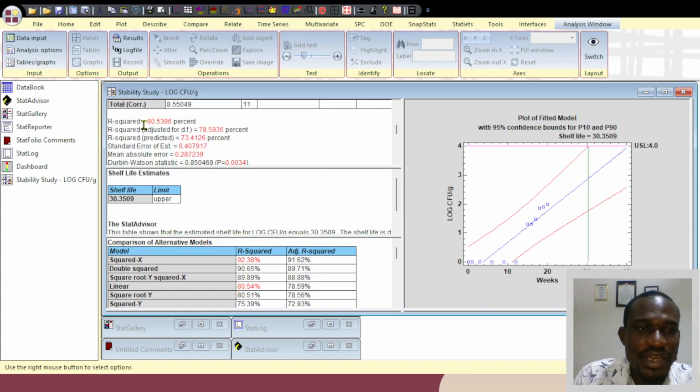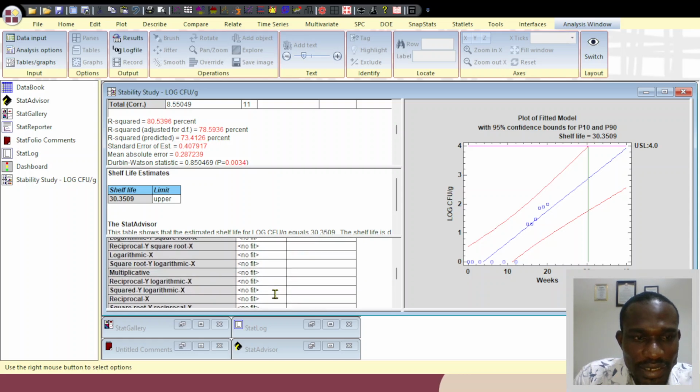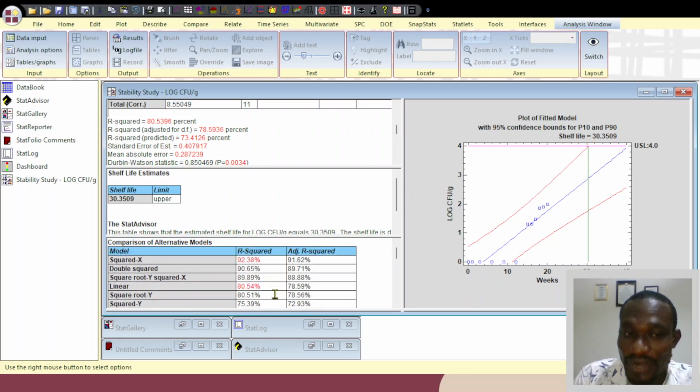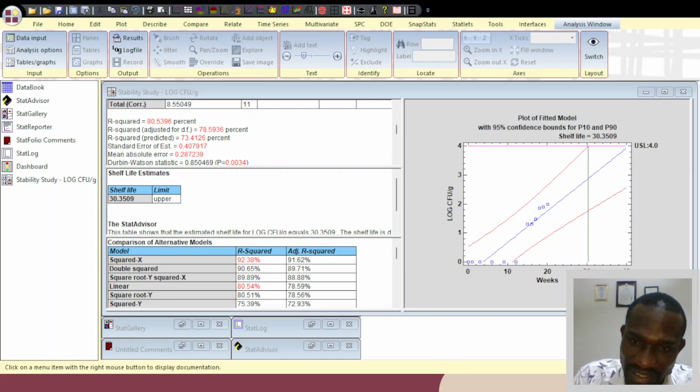You can see from here that the R squared for this particular linear model is 80.5396%. Now let's look at other models. The squared x is giving us 92.38%. The double squared is 90.65. The squared root y model is 89, in that order. Then for shelf life, you always want to choose a model that is going to give you an R squared closest to 100%. An R squared closest to 100%.